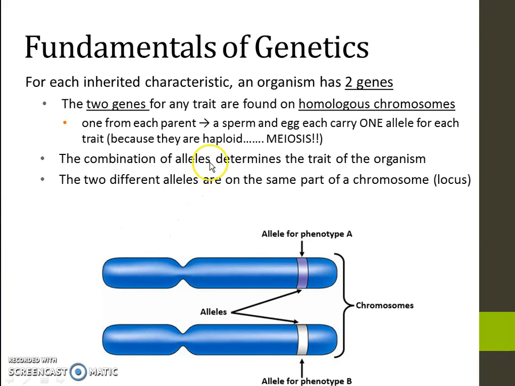And the two different alleles are on the same part of the chromosome as well. So you can see here both of the alleles they're highlighting in this image are at the same location on the chromosome. We call this the locus. And if you remember from the chromosome disorders we talked about, that locus is very important. And whenever the genes get shuffled around accidentally, that's when you can get certain disorders.